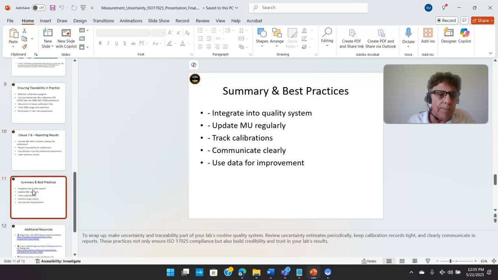So in summary, to wrap this up, make uncertainty and traceability a part of your lab's routine quality system. You want to discuss it during management review. You want to have it all documented properly, and you want to review your uncertainty estimates periodically, especially during management review, and then keep your calibration records tight and clearly communicate these items in your reports. These practices not only ensure ISO 17025 compliance, but also build credibility and trust in your laboratory's test results.